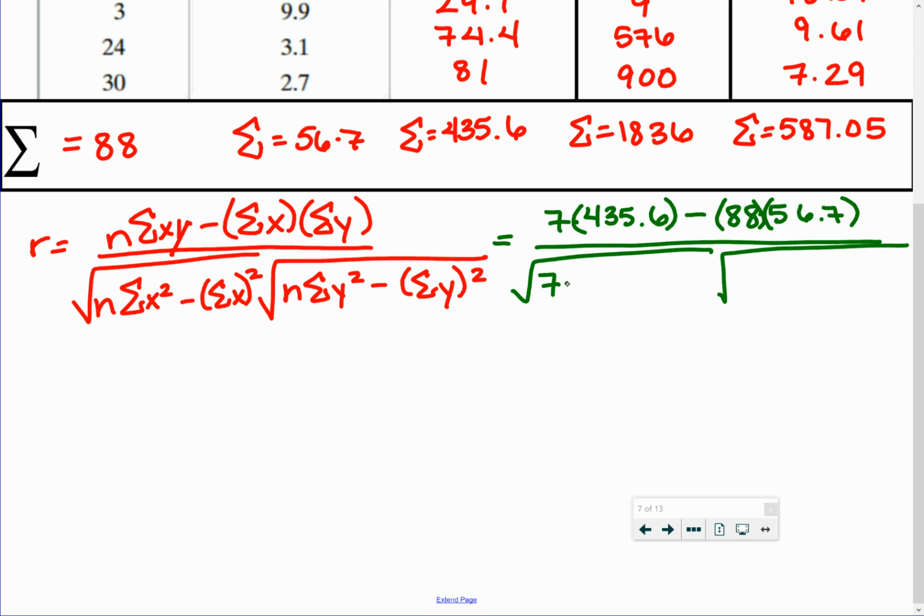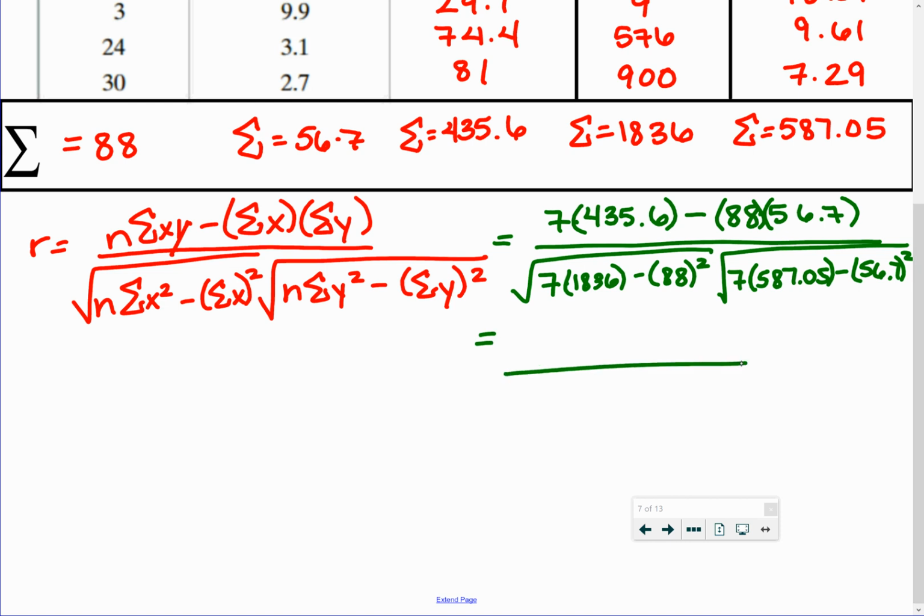And then I sum that up. So this one is going to be that sum of x squared column on the far side. This is the sum of all our x's squared. This is the sum of our x squareds. And then the y's are going to be similar. So for that first one, it's going to be 7 times 1836 minus 88 squared. And for the second one, it's going to be 7 times 587.05 minus the sum of my y's, 56.7 squared.